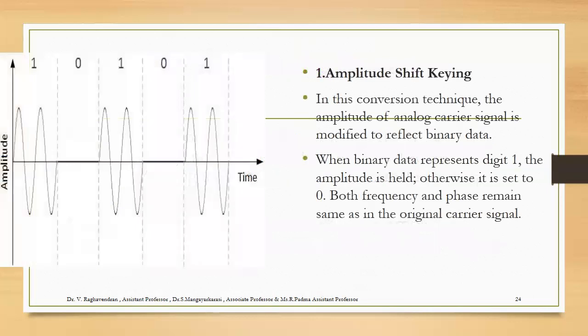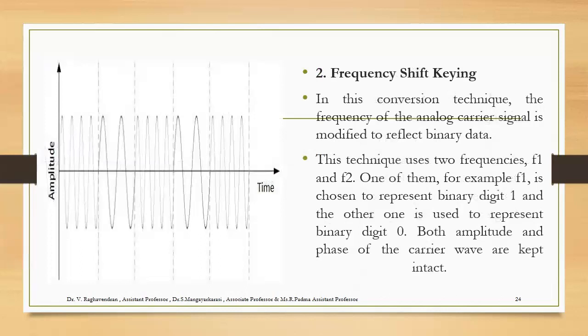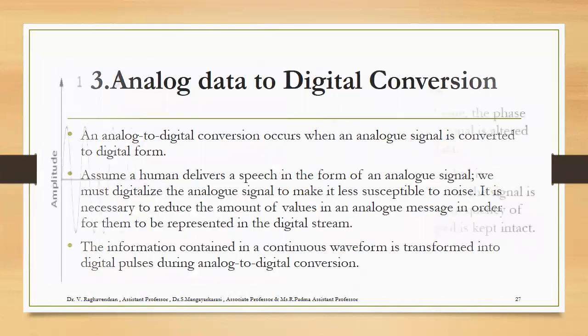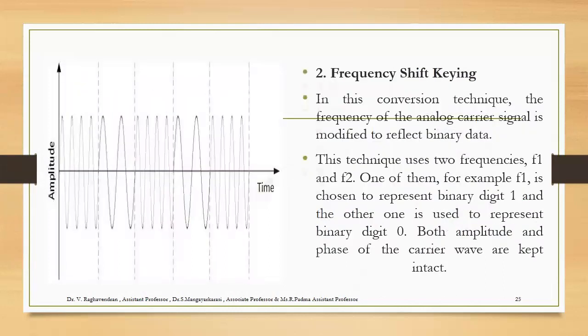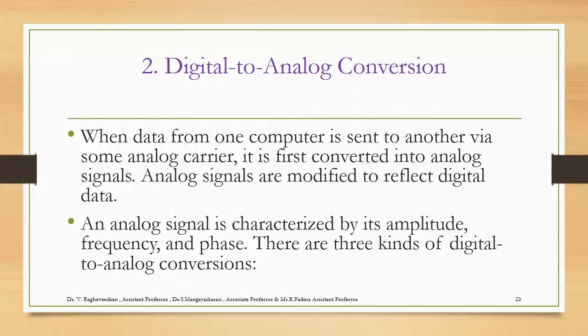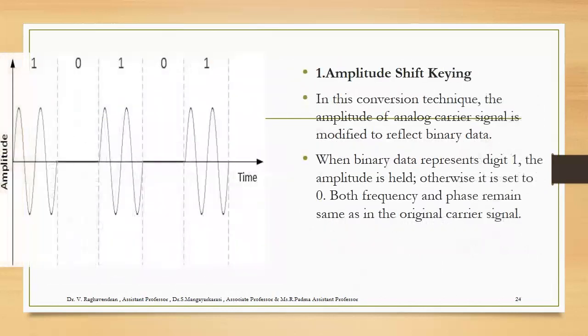The first one is called amplitude shift keying. The second one is frequency shift keying. The third one is called phase shift keying. These three techniques are used for digital to analog conversion. So first, amplitude shift keying. In this conversion technique, the amplitude of the analog carrier signal is modified to reflect the binary data.